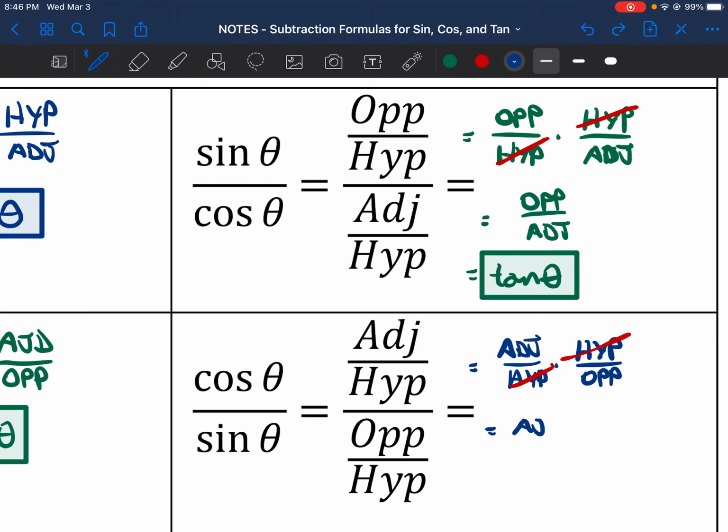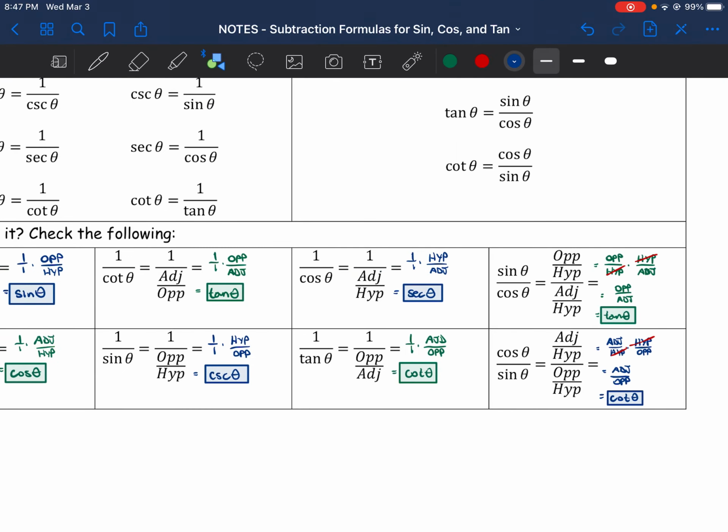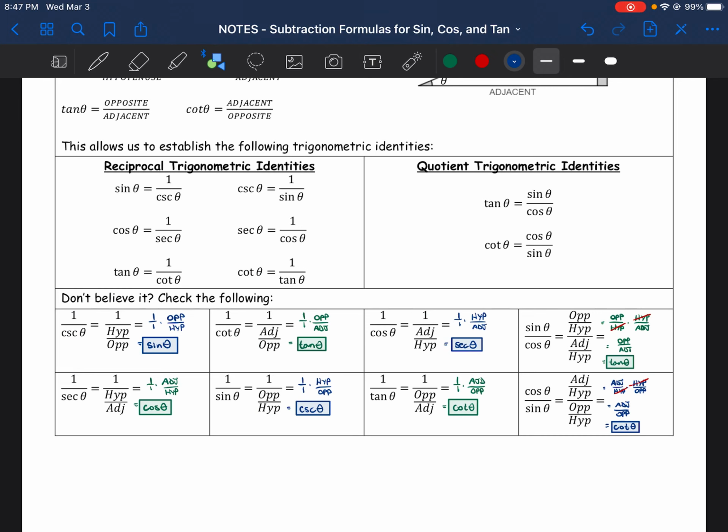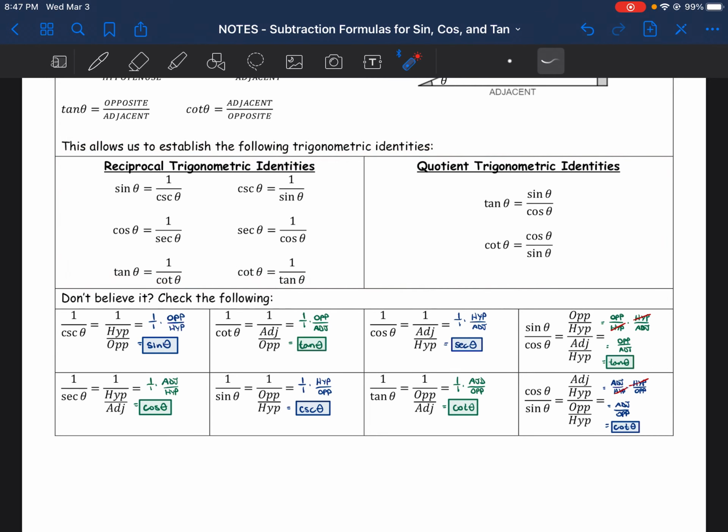Ooh, that's terrible. Let's try that again. There we go. Adjacent over opposite. But that's exactly how we defined the cotangent, as the adjacent divided by the opposite. Okay, so those are 8 very quick little verifications that we can do. But now we have these identities that we can use at any time that we need to. Okay, and again, these are the reciprocal trig identities and the quotient trig identities.